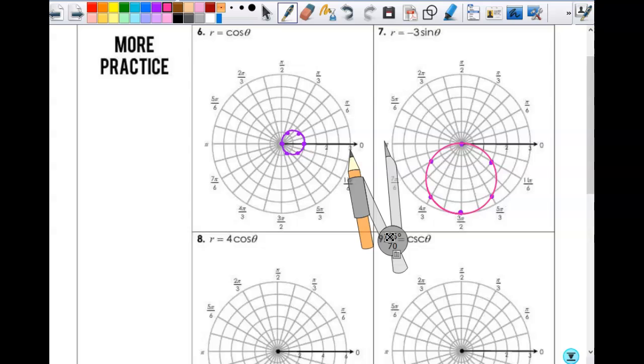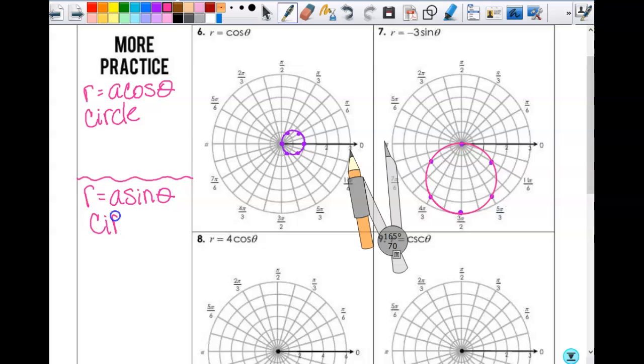All right. So if I have r equals a cosine theta, this is a circle, and we'll add some other stuff in just a minute. And then if I have r equals a sine theta, that's also a circle, and we'll add a little bit more here. Okay? So let's do number 8, and then we'll come back and add some stuff in there.